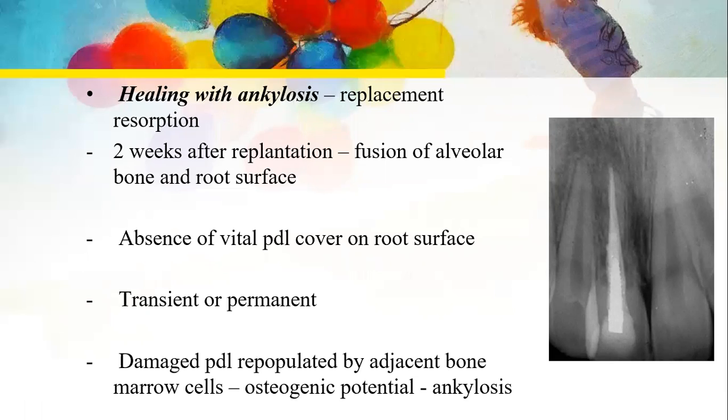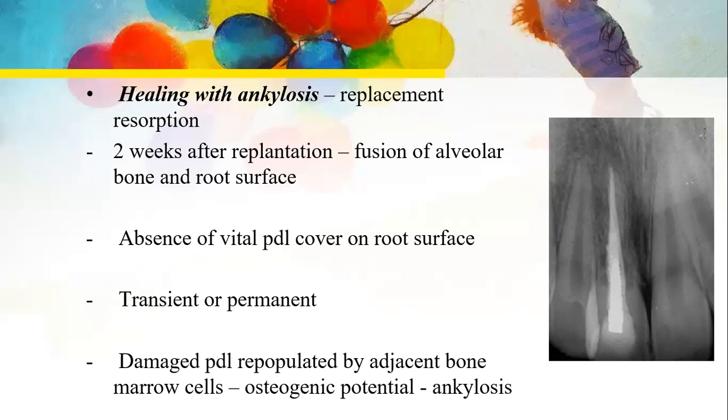Two weeks after replantation, fusion of the alveolar bone and the root surface happens. Once this fusion happens, as you can see here, we won't be able to distinguish between bone and the tooth surface. It is clearly seen that the alveolar bone and the root surface are fused. In such a condition, we call it healing with ankylosis, meaning this tooth got ankylosed. There is an absence of vital PDL cover on the root surface. You can see there is no PDL space here. This might be transient or it might become permanent.